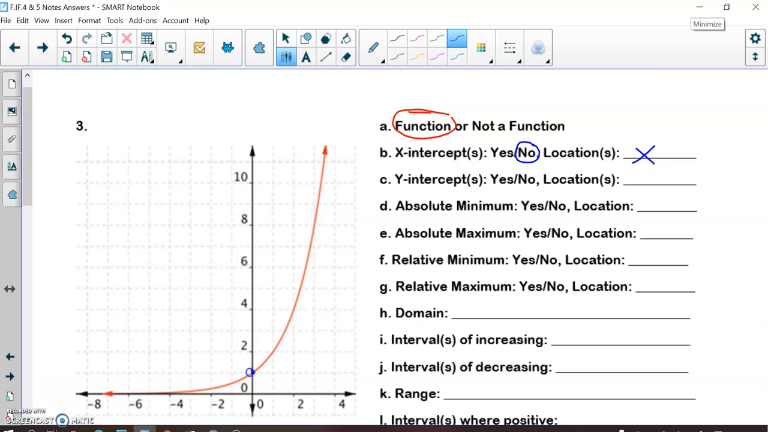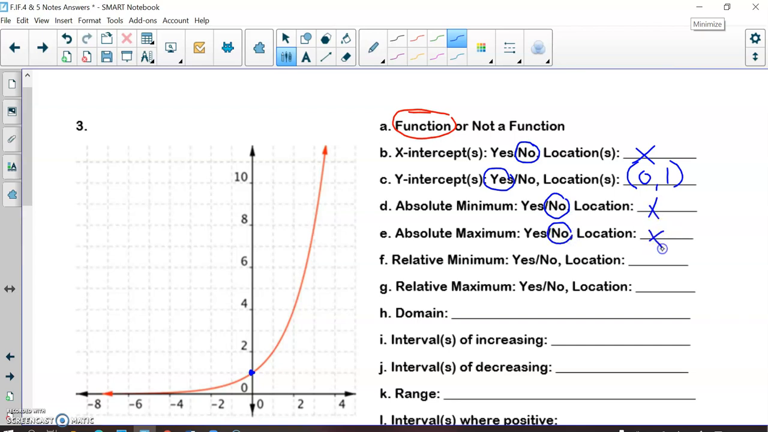Now the y-intercept, we do have a y-intercept. It crosses the y-axis at the point (0, 1). All right, an absolute minimum we don't have, because it's going to go as close to 0 as you can get, but it's never going to hit 0, and that's going to go on forever and ever because you could have 0.000 repeating all the way up to 1. So no absolute minimum.